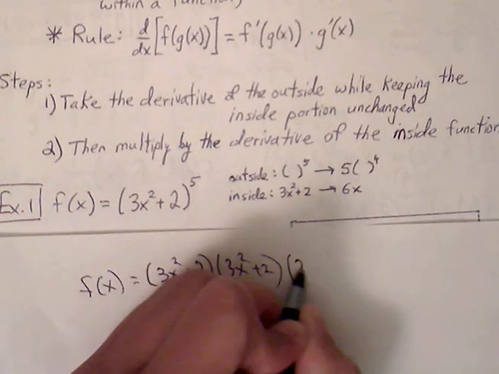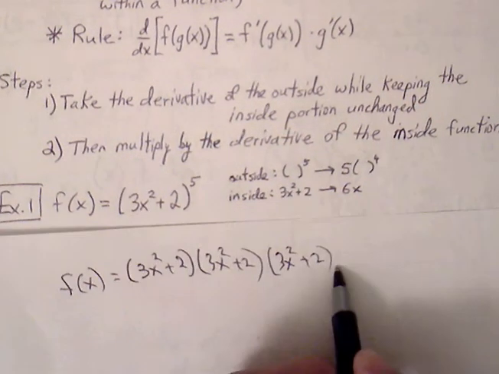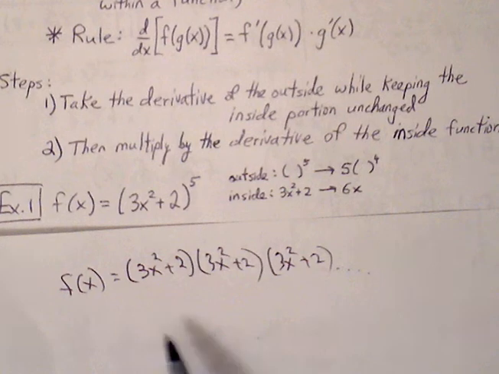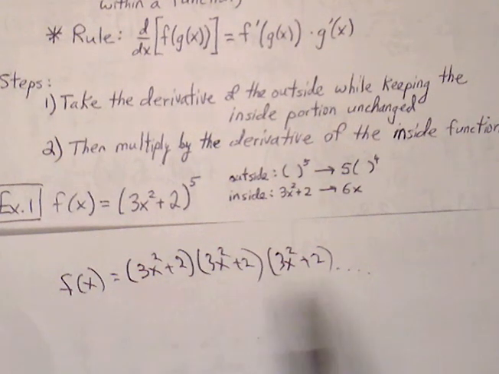And you can imagine how cumbersome that would be if we were to write this out 5 times, and we would have to FOIL, we would have to expand each term and get rid of the parentheses and then evaluate.